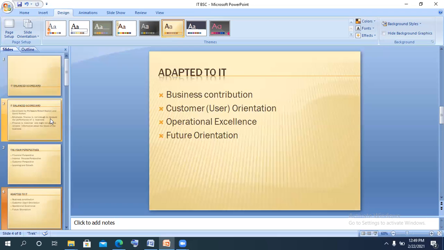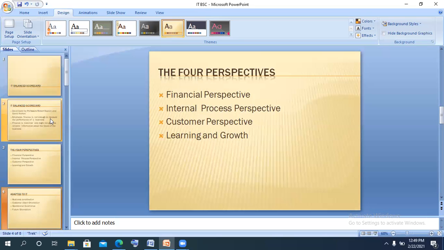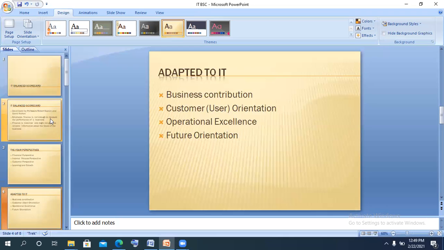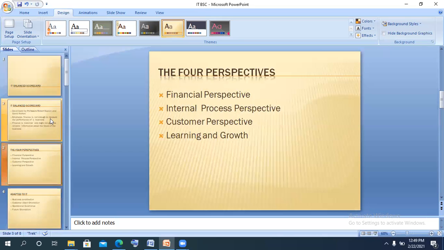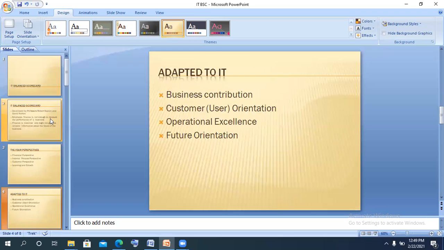So you can do satisfaction surveys to be able to track the happiness or the satisfaction of internal and external users with IT. Then operational excellence, that is from the internal process perspective. So that is talking about the effectiveness of operations in IT, efficiency of operations in IT. Then the learning and growth perspective is adapted to future orientation. So that's talking about innovations.